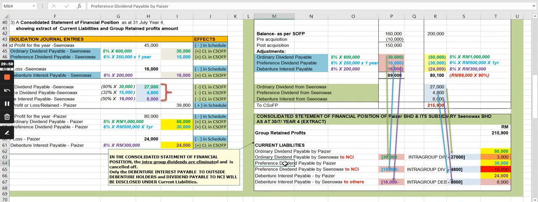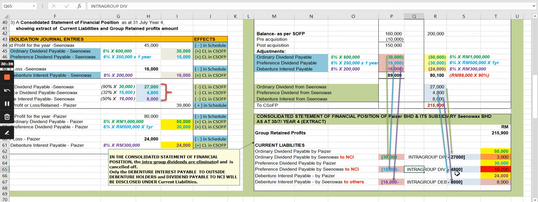The next one is preference dividend payable by Pfizer, which is the parent company. So preference dividend payable 30,000. So this 30,000, right? 30,000. So it should be here. And then you have another one, preference dividend payable by Sinovac. So this 15,000 here. I've already shown the workings; it should be here.